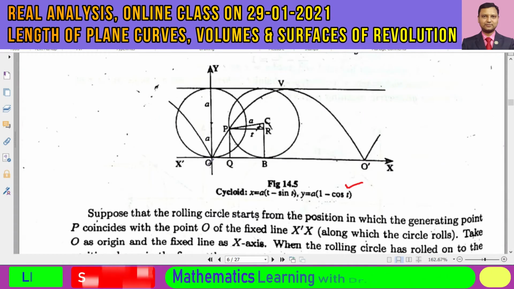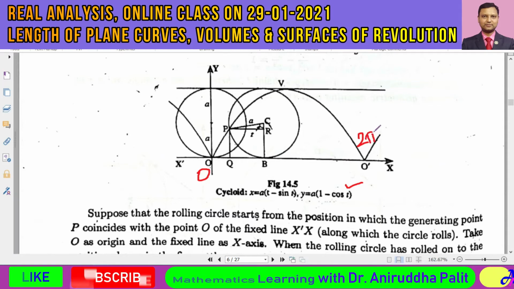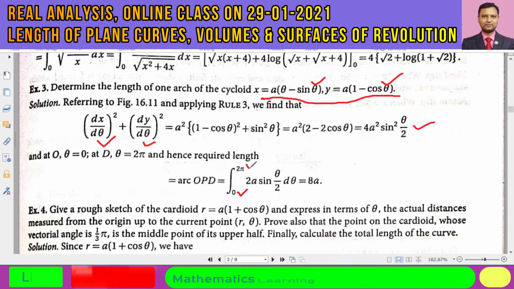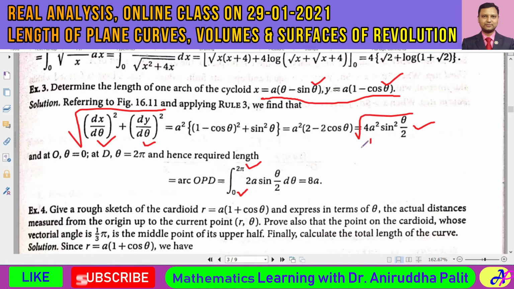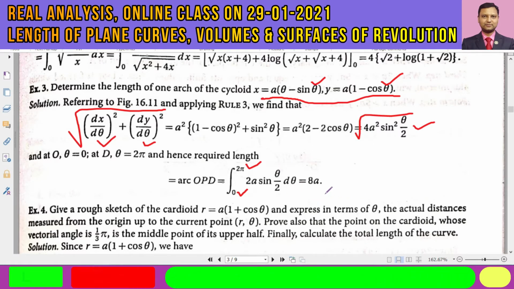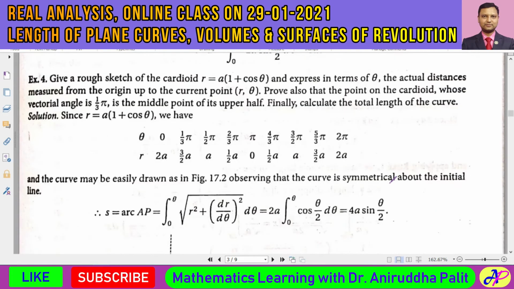I told you in the last class that over here the parameter varies from 0 up to this point, where the value of the parameter is twice pi. I told you everything about this cycloid in the last class. So the range of the parameter should be from 0 to 2 pi. That's why you see the integral from 0 to 2 pi of the square root of this expression, which is 2a sin(theta/2). So it is the integral from 0 to 2 pi of the square root of (dx/d theta)^2 plus (dy/d theta)^2, multiplied by d theta. After that you just need to integrate it, and after integration you will find the length of this curve. So in this fashion you can find the length of this kind of curve.